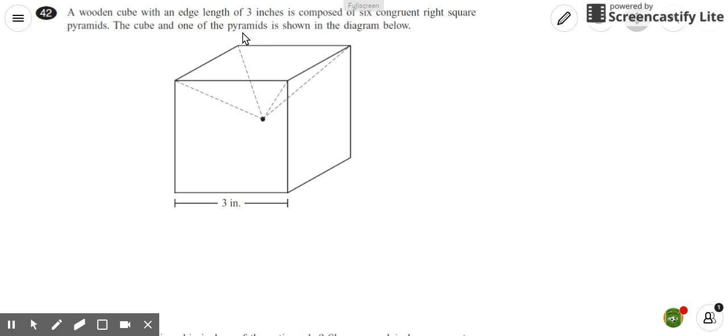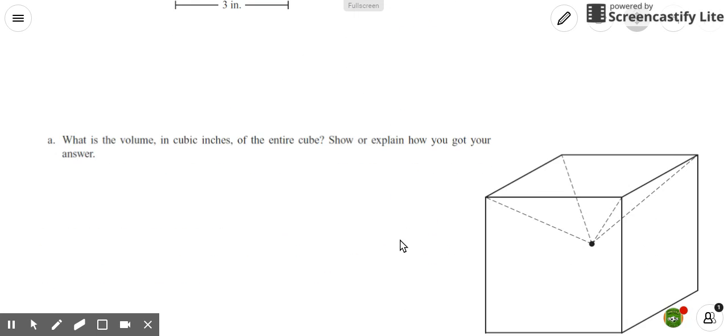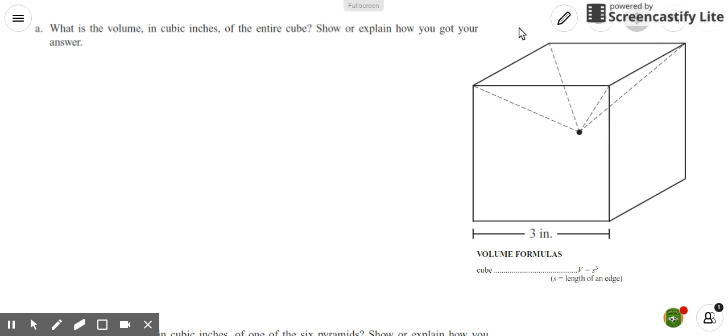A wooden cube with an edge length of 3 inches is composed of 6 congruent right square pyramids. The cube and one of the square pyramids is shown in the diagram below. Part A asks, what is the volume in cubic inches of the entire cube? Show or explain how you obtained your answer.